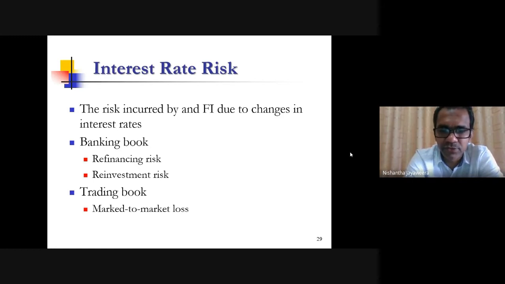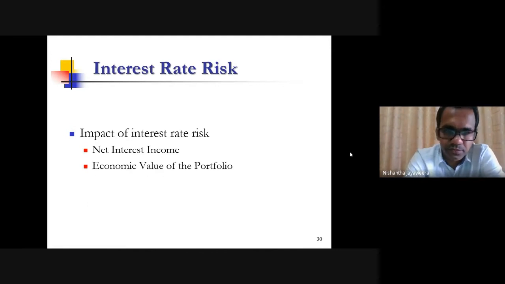So by doing mark to market, we can know whether the trading book gives us a profit or a loss. When interest rate increases, we know the value of rate sensitive assets goes down. So the value of your portfolio goes down, incurring a loss. So that is the loss or the risk that we face in the trading book with regard to interest rates. So when interest rate changes, through the trading book and the banking book, the impact can be twofold, we can say.